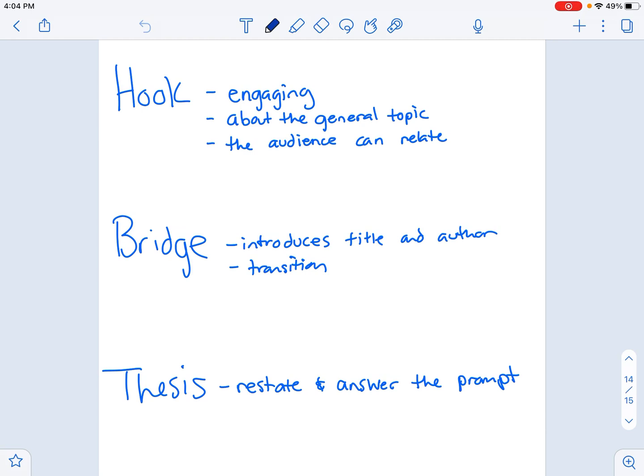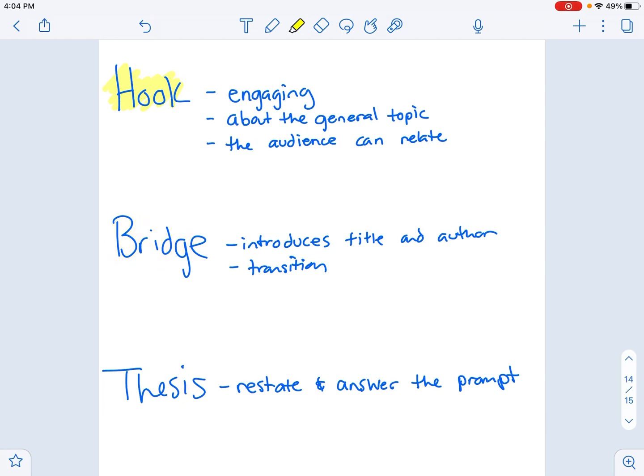So this is an important part of our essay, but also we're not really introducing stuff that's vital and important. That's our body paragraphs. Our body paragraphs really dig into what we're trying to prove throughout our essay. The intro is just kind of easing into it. So there are three parts of any really good intro. We've got the hook, the bridge, and the thesis.